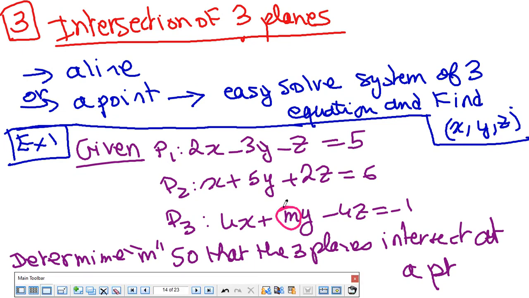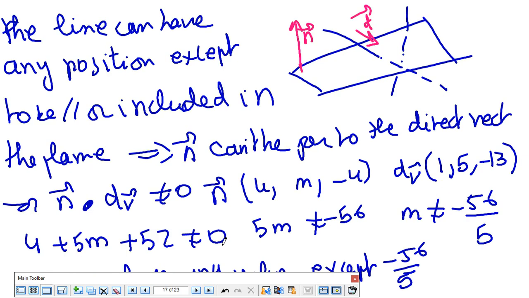Okay, now I still have the line and the plane. This line should meet the third plane in one point. So it means the line should have this position. To be able to cut the plane in one point, it should be like a slant. So it cannot be parallel to the plane or in the plane. If it's parallel or in the plane, in both cases, the dot product of n times d will be 0. So I just do the case n dot d not equal to 0.